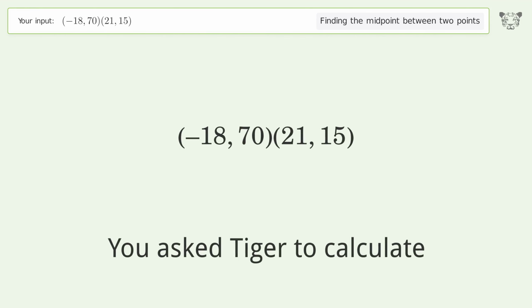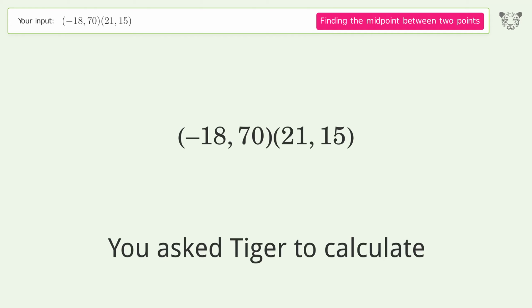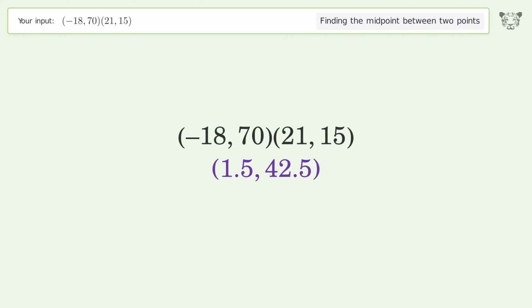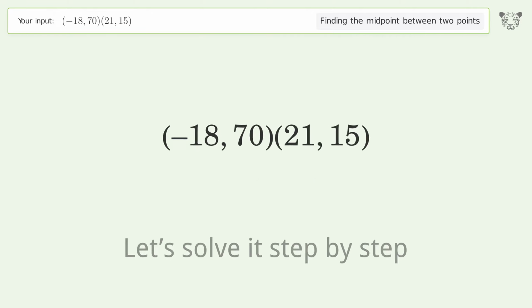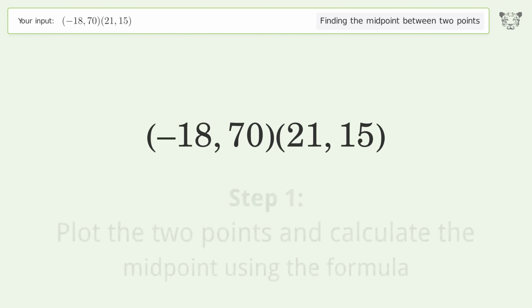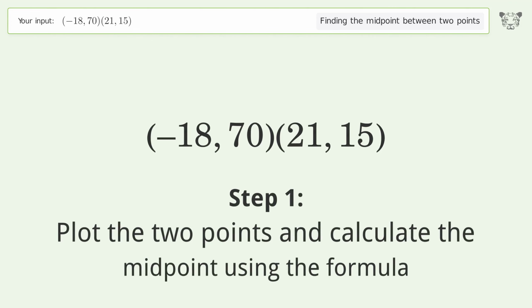You ask Tiger to calculate. This deals with finding the midpoint between 2 points. The midpoint between the 2 points is 1.5, 42.5. Let's solve it step by step. Plot the 2 points and calculate the midpoint using the formula.